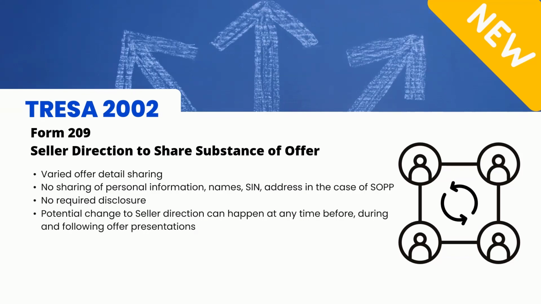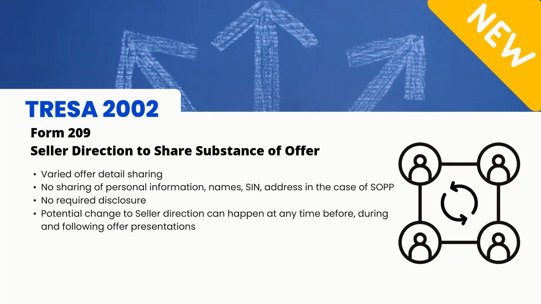Is that supposed to be SRP? I'm assuming the SRP there. That's a typo. Oh, sale of purchaser's property. Okay, thank you, Christina. Sale of purchaser property. So there is no required disclosure. Potential change to the seller direction can happen at any time before, during, and following offer presentation.